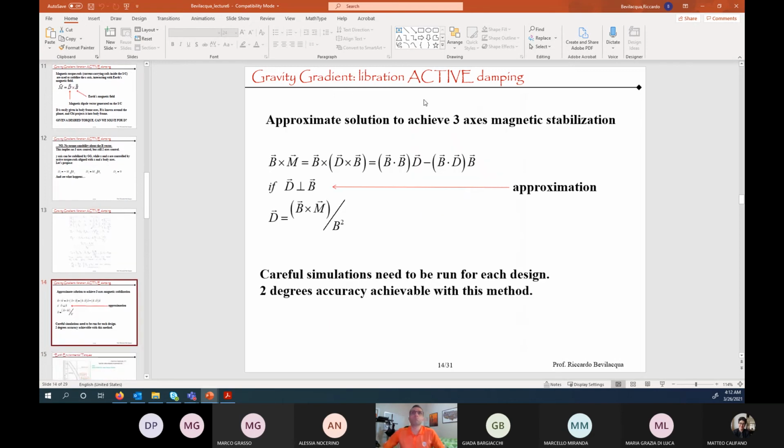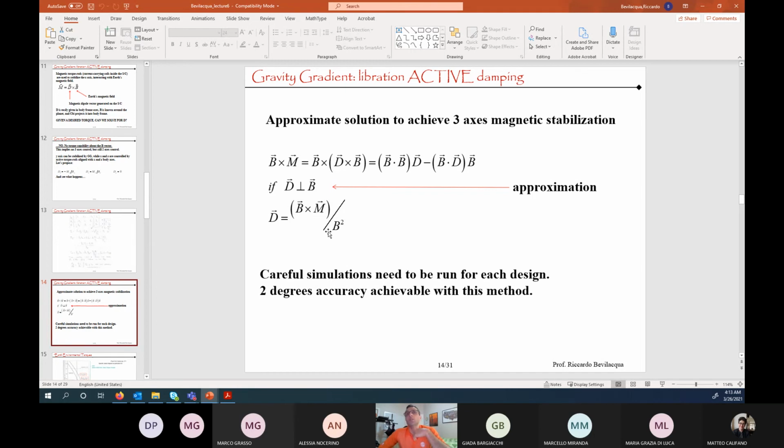But that's another way. Another approach, if you instead want to really go for three-axis magnetic control, is to take the expression that I gave you, M equals D cross B, and cross both sides with B. You obtain this expression. Now, if D is perpendicular to B, and that's an approximation we make, we choose to always activate the coils to obtain something like this, then you can solve for D, and this is the equation you get.